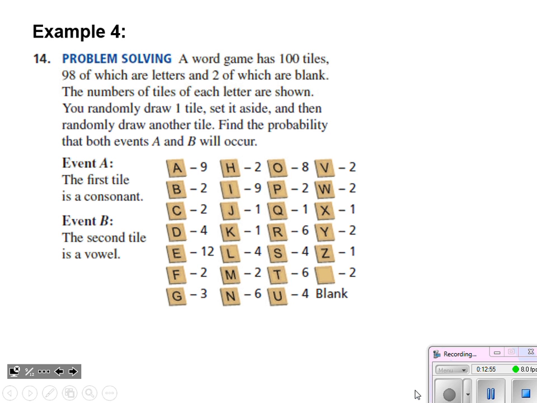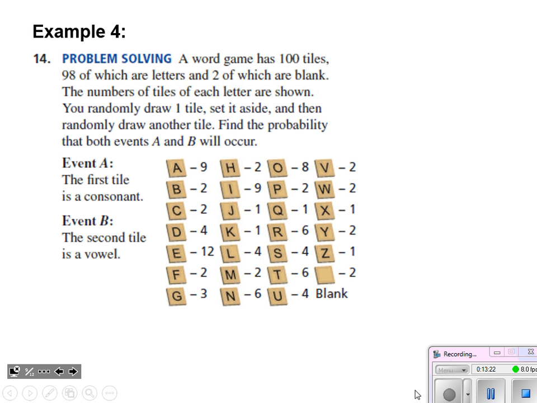Okay, our next example, here we have a word game. Looks like Scrabble to me. We have 100 tiles, though, 98 of which are letters and 2 of which are blank. And if you've played Scrabble or a game similar to this, you turn all the tiles upside down and shuffle them around. And then you draw tiles to get your starting rack of letters to begin the game. All right, find the probability that both A and B will occur.